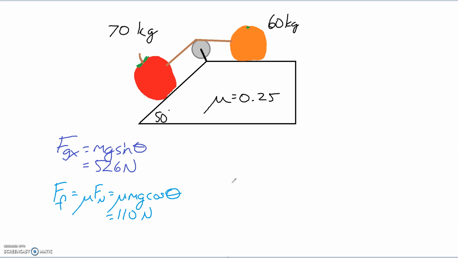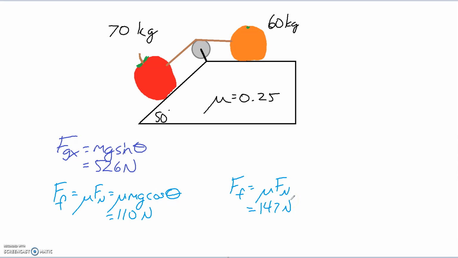Now I can do a similar calculation for my orange. Now the orange is easier since it's not an incline. The force of friction for the orange would just be a regular mu Fn, and of course in this case the Fn is just going to be equal to mg. So if I calculate the mg for my orange, mass times gravity times the coefficient of friction, I can see that my orange has about 147 newtons of friction altogether.